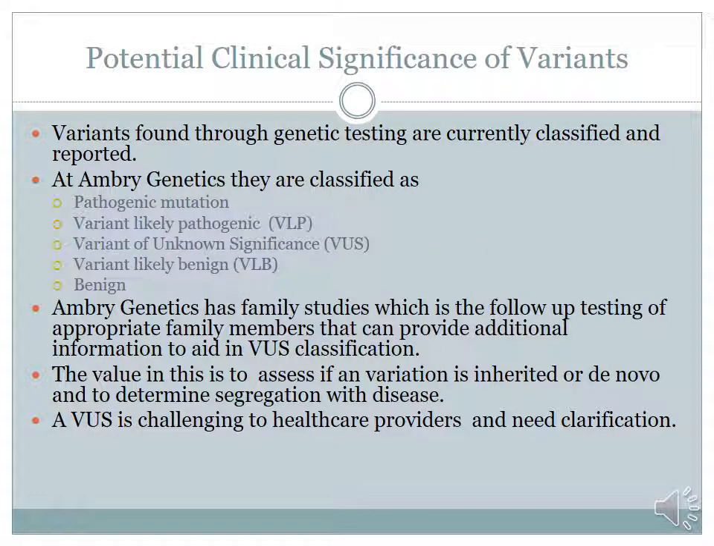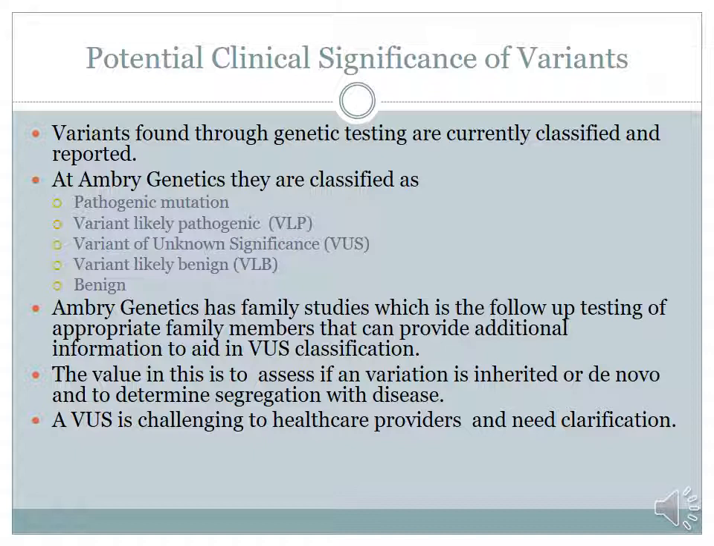If we look at Ambry Genetics and how they classify the variants, they classify them as a pathogenic mutation, a variant likely pathogenic, a VLP, a variant of unknown significance, a VUS, a variant likely benign, VLB, and benign. Ambry Genetics, just like Myriad, has family studies, which is follow-up testing of appropriate family members that can provide additional information to aid in the VUS classification. The value in this is to assess if a variation is inherited or it is a de novo mutation, and to determine segregation with disease.